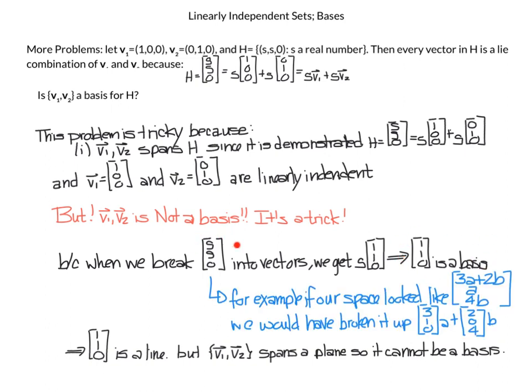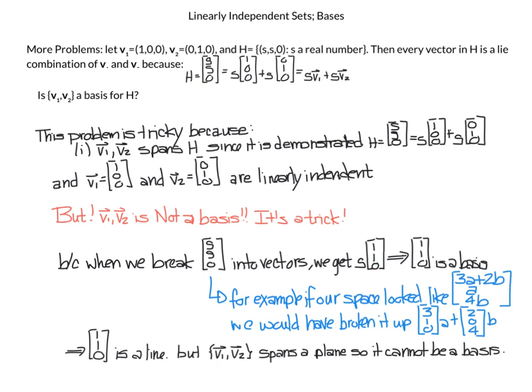And just to look at this again, and this is a different problem in blue, I'm just trying to clarify this point. If our space looked like vectors (3a + 2b, a, 4b), we would have broken this up into a times (3, 1, 0) plus b times (2, 0, 4). So in this case, because s is the same constant twice, we really should have broken this (s, s, 0) into s times (1, 1, 0). So this is the basis.